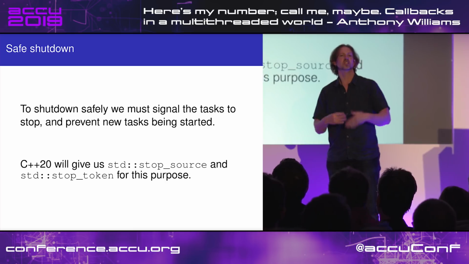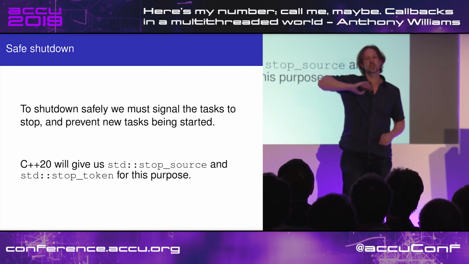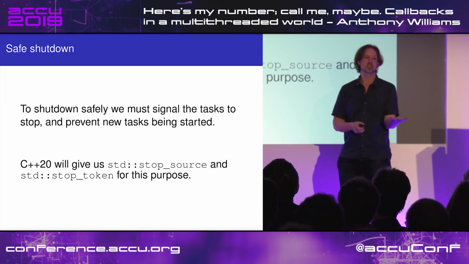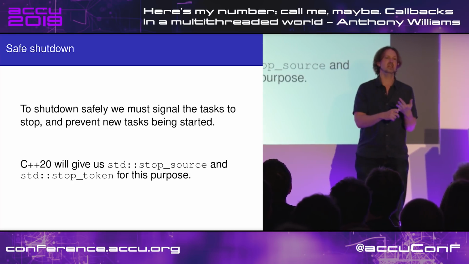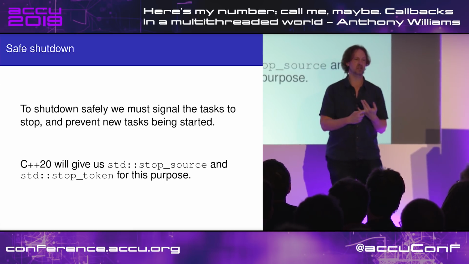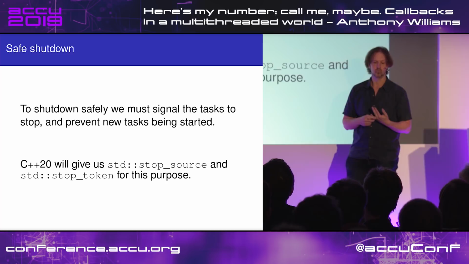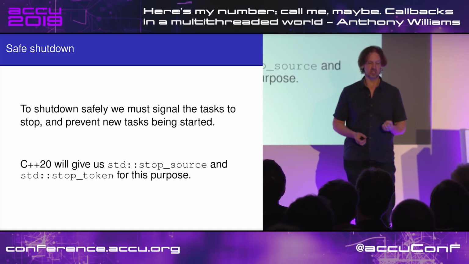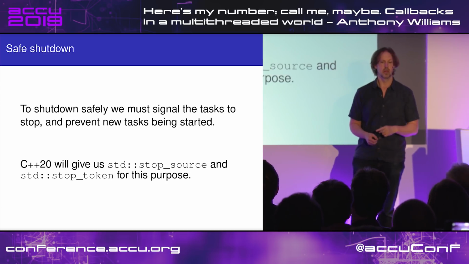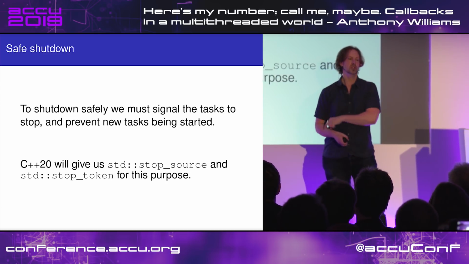Okay, so if we're going to shut down safely and stop our 5 terabyte download, we need to do something to signal to the tasks, A, if you're running, please stop, because we're done, and don't start any more tasks, please. In C++20, we're going to have some classes to help with that. We're going to have a stop source and a stop token.